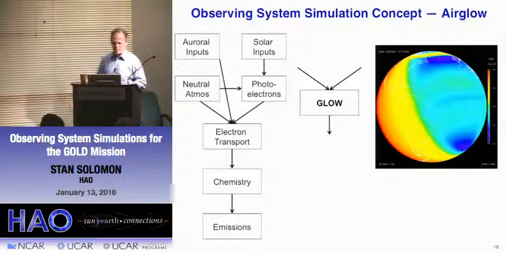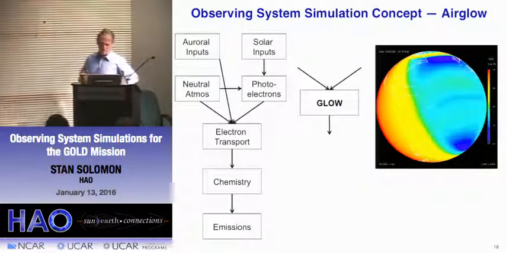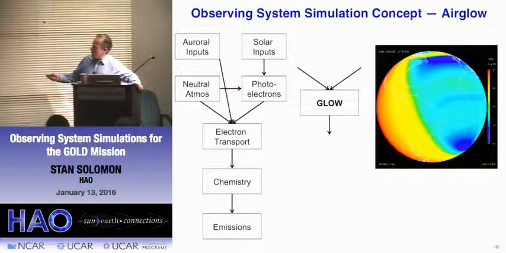GLOW is a complicated sort of thing. If I really wanted to walk through exactly how these emissions are generated, I'd walk through all of these steps. Basically, either aurora or photoelectrons, which are excited by solar ionization, create a cloud of energetic electrons throughout the atmosphere. You put these into an electron transport algorithm, which looks a lot like a radiative transfer algorithm, except it happens at many, many different electron energies.